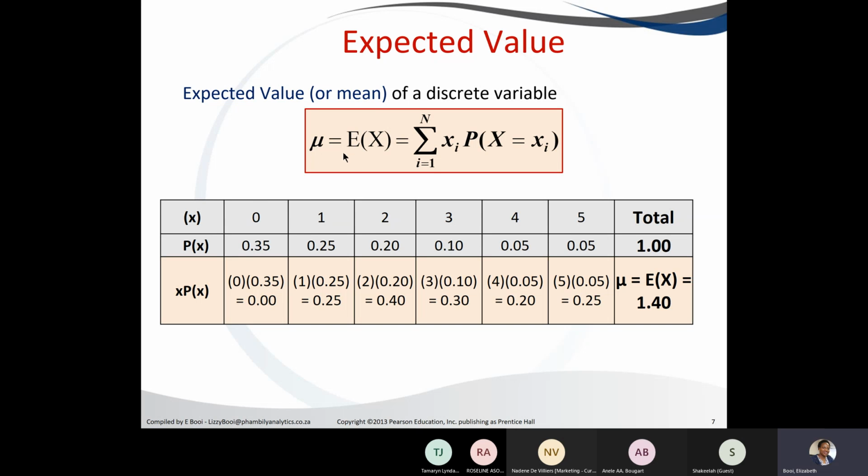So to calculate this expected mean, it means we have to multiply 0 by 0.35, which gives us 0, and 1 multiplied by 0.25, which will give us 0.25, and 2 multiplied by 0.2, which gives us 0.4. And you can do it for all of them because this is a summation. Once you have the answer for all of them, then you can add all of them up, and you will find that the mean for this data set is 1.40. And that's how straightforward it is.